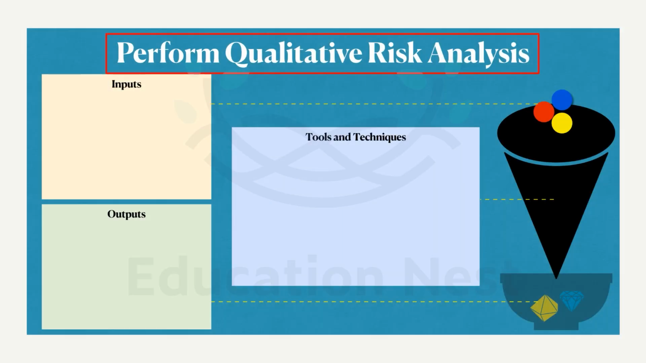Performing qualitative analysis is also done throughout the process. What happens here is we are just prioritizing the risks. So let's have a look at the outputs. The project documents like the assumptions log, issue log, and risk register get updated. So once we finish with this process, all these documents are updated.